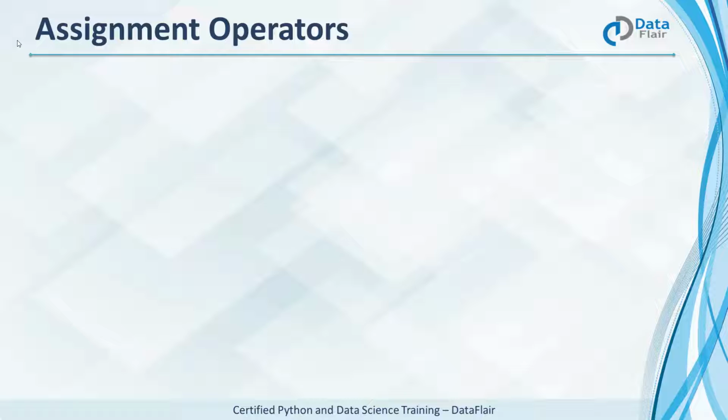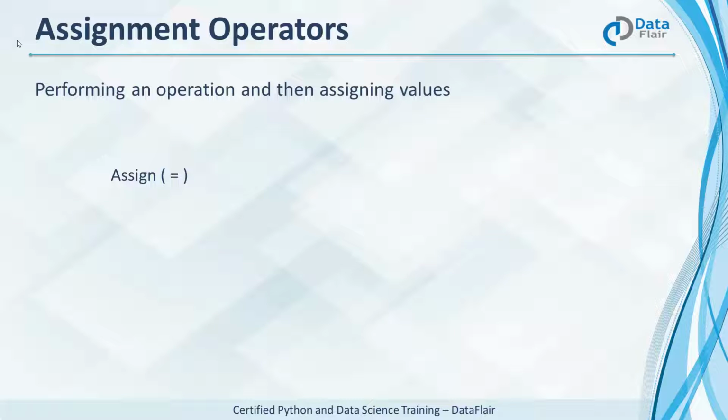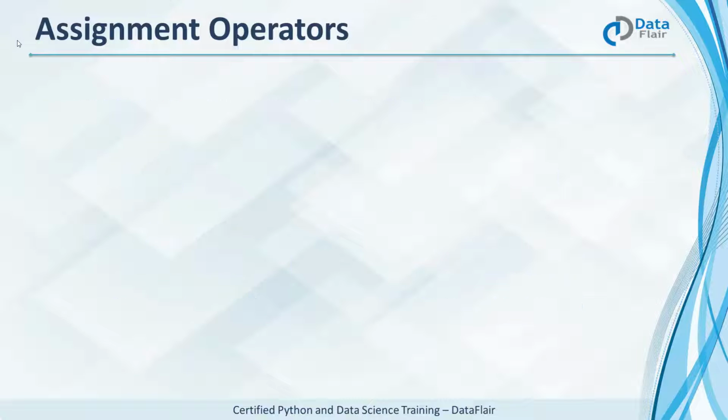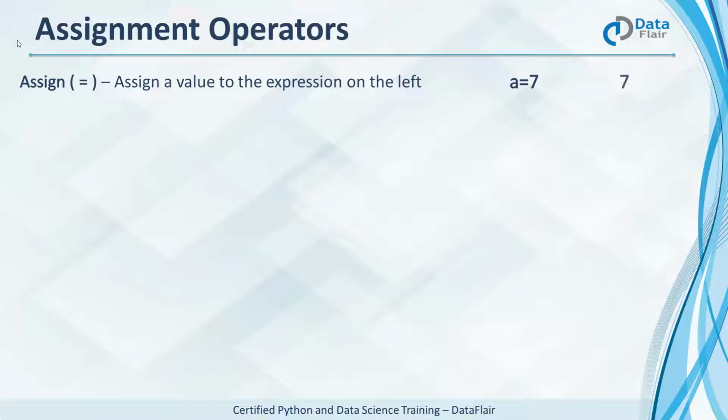Now if two equal signs check for equality, a single equal sign performs assignment. But we can do more than that. Some operators can perform operations and then assign the result to something. We can add, subtract, divide, multiply, modulus, exponent, or floor divide, and then assign the result to the same variable or another. Let's take examples. Assign simply assigns the value of the expression on the right to the variable on the left. A is 7. A is now 7.